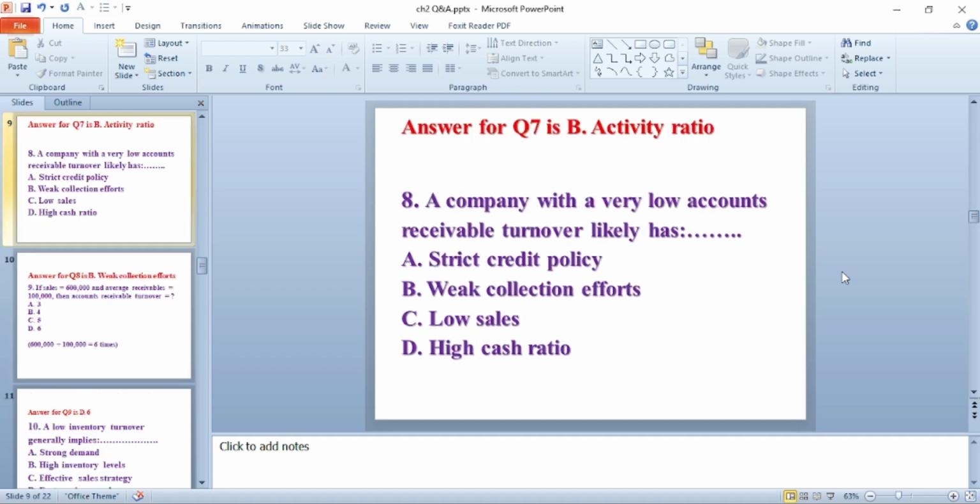Question number 8. A company with a very low accounts receivable turnover likely has dash: A. Strict credit policy. B. Weak collection effort. C. Low sales. D. High cash ratio. The answer for this question is B. Weak collection effort.